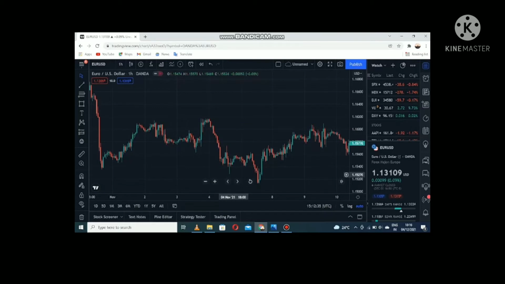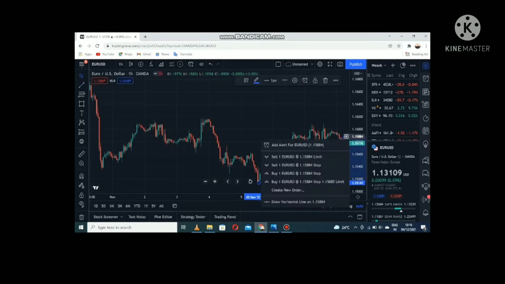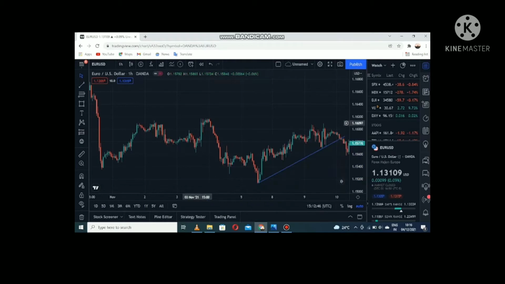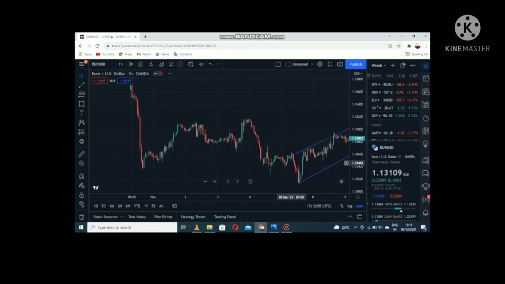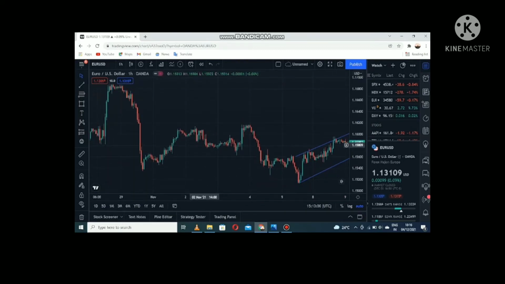Around that region, there's a clear bullish trend, as you can see. Basically that's our trend line around there. Always make sure that your trend line touches most of the points of rejection of the market, as you can see. So let's move backwards.